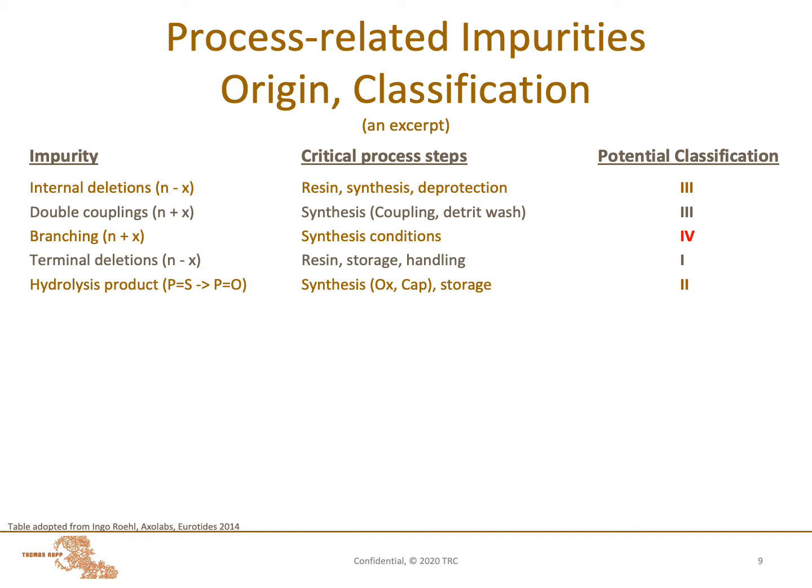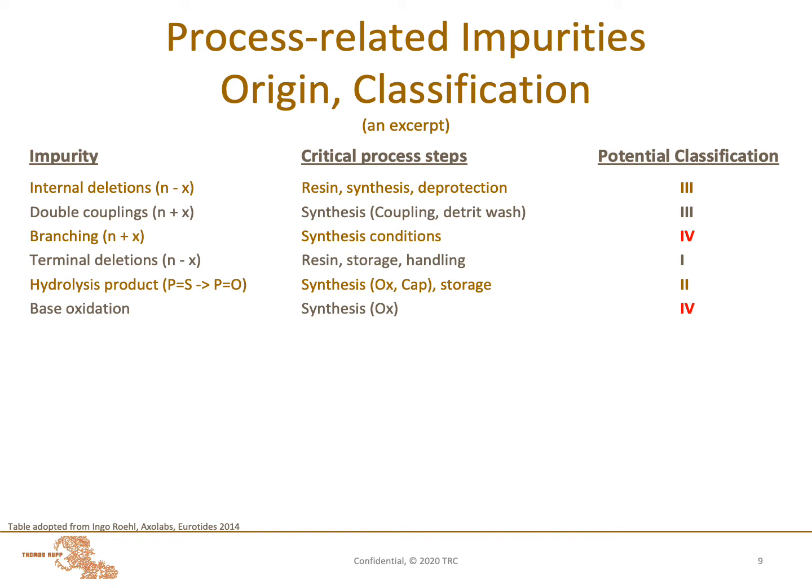Hydrolysis product, phosphorothioate exchange for a phosphodiester. These happen during the synthesis, during the oxidation step, if there is a mixed backbone oligonucleotide, phosphorothioate, phosphodiester. They also happen during capping. That has been shown by Capaldi et al. in, I think it was a presentation at the Eurotides 2014, and they happen during storage, especially when the oligonucleotide is stored in solution. These are class 2 impurities.